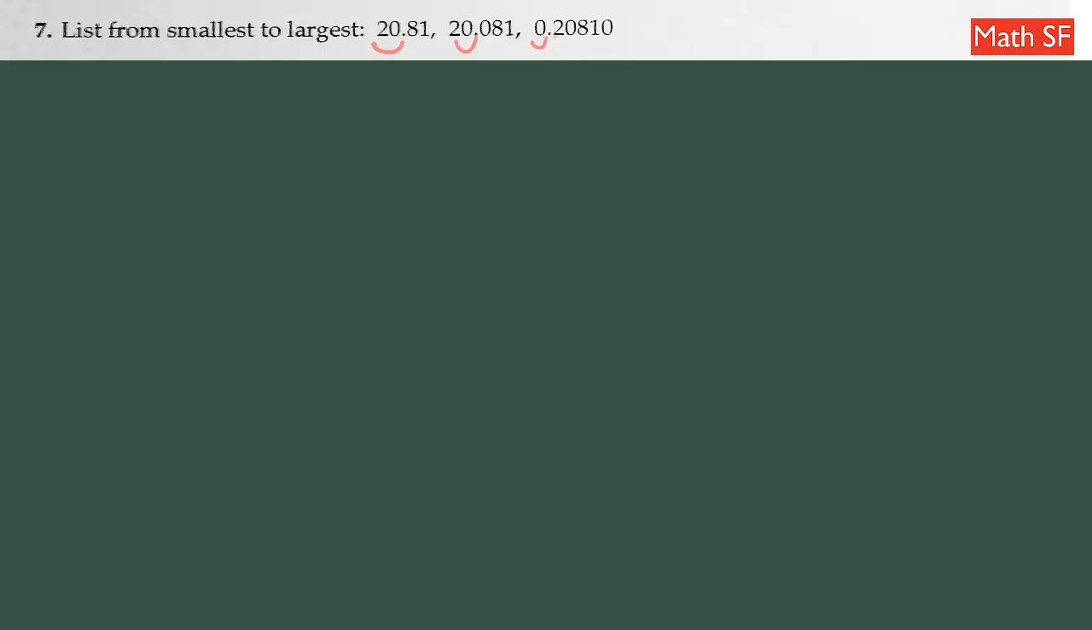It has no value. It has $0. Let's think about it. It's $20, $20, and the other is $0. Oh, so this number is the smallest one. So 0.20810. Now who's gonna come after?